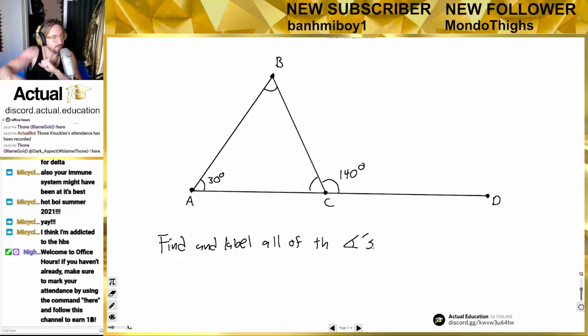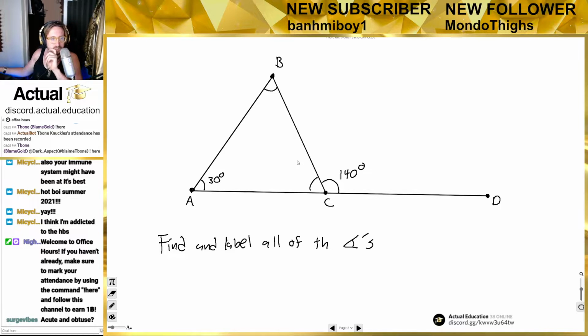All right, T-Bone, let me know when you got it. I think I might have it. Let's see what you got. For angle ACB, I got 110. Ooh, not quite. Which angle do you think is ACB? The one to the left of C. This one right here? Yeah. So you labeled it correctly. That's ACB. Why did you say it was 110? Because I think I subtracted 30 from 140.